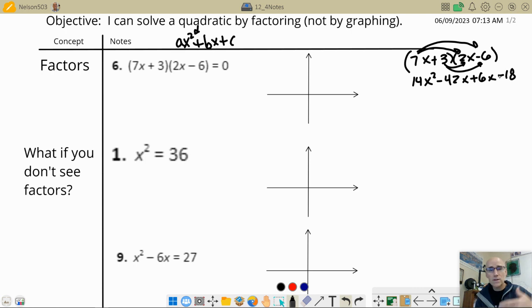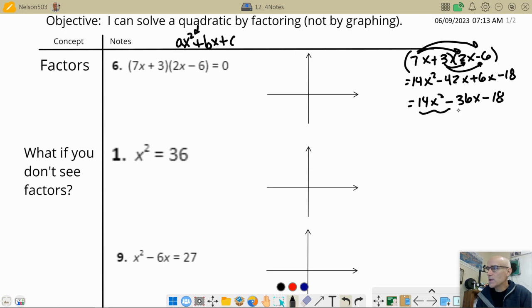So we've worked some skills up to this point, and I'm just reviewing some of those skills. We've done this before, right? This is not today's work. We've done this already. So 14x squared minus, what would that be? 36x. That's a minus 18. So this is definitely a quadratic, right?